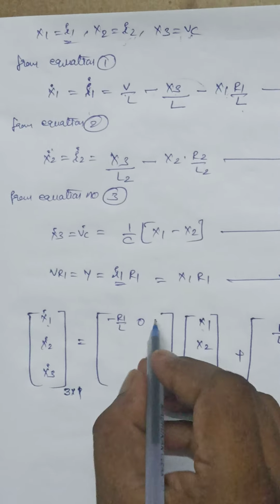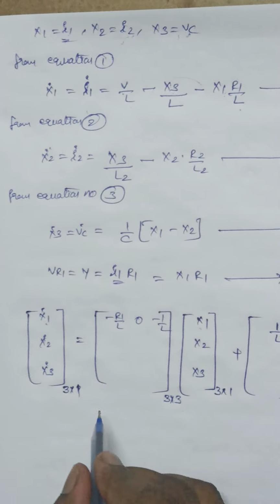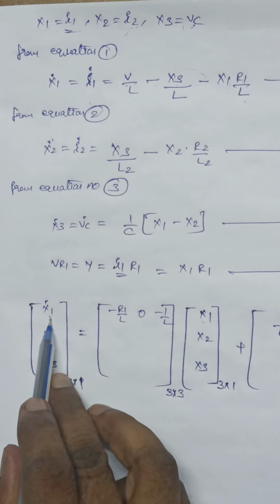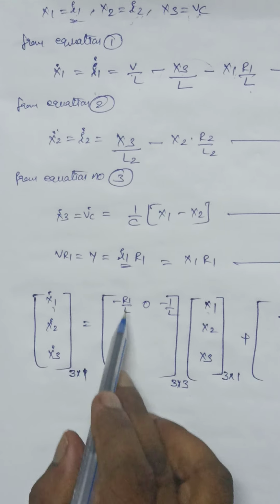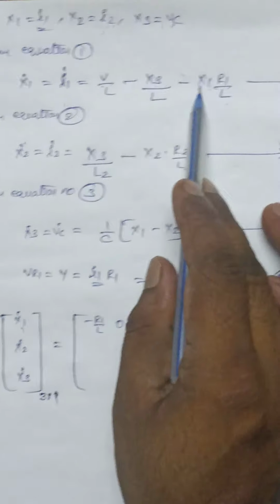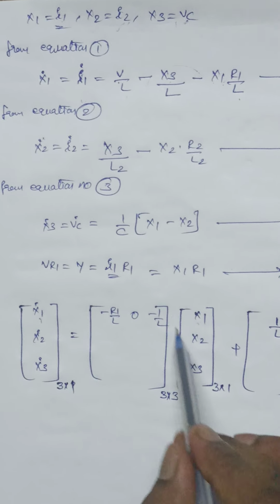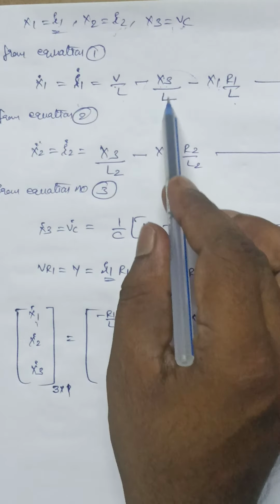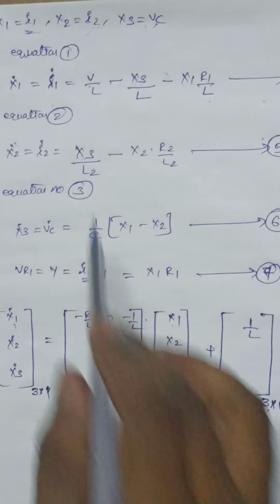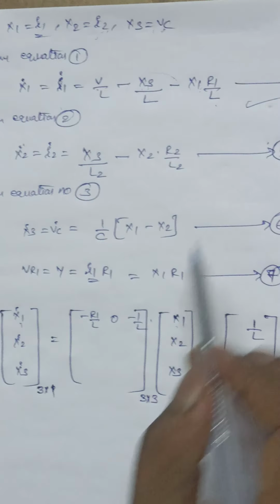The x3 coefficient is minus 1 by L. So from this, if I write x1 dot is equal to minus R1 by L into x1, minus 1 by L into x3, plus V by L. So this equation was satisfied.